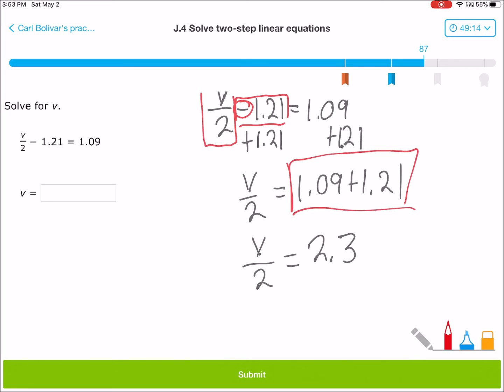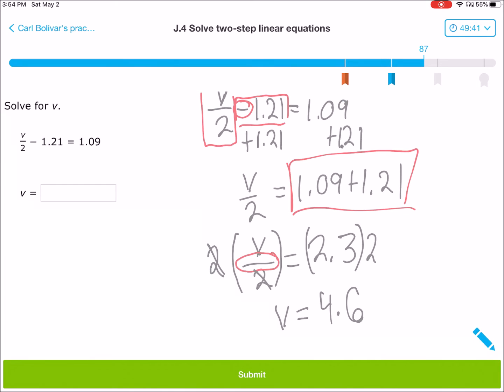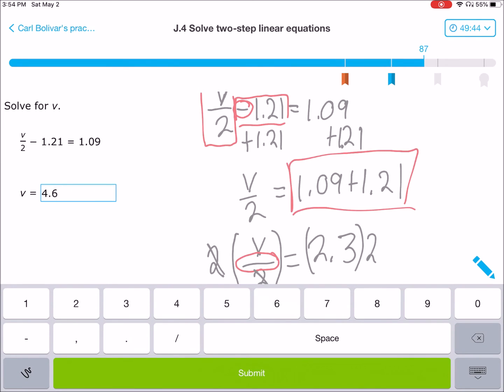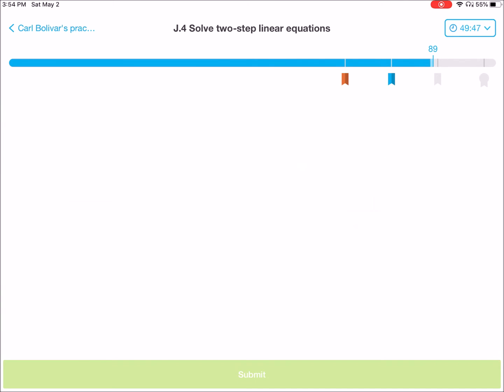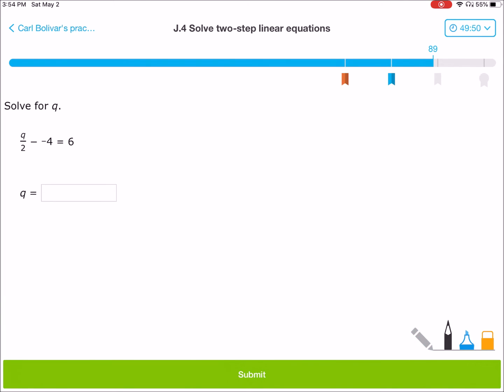And then, since this is division here, this fraction sign is division, the opposite of division is multiplication. So you multiply by the denominator by 2, and you multiply the other side by 2, alright? And you will get v is equal to, wow, my brain is messed up, 4.6. There we go. That's the answer, 4.6. Boom. We're almost to the challenge zone. So, be ready for there.